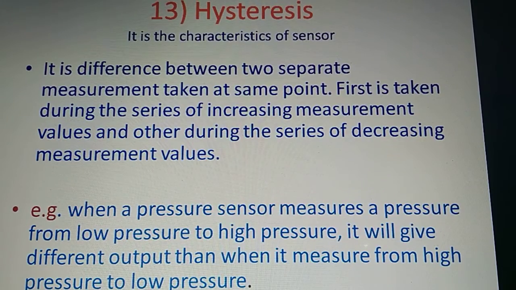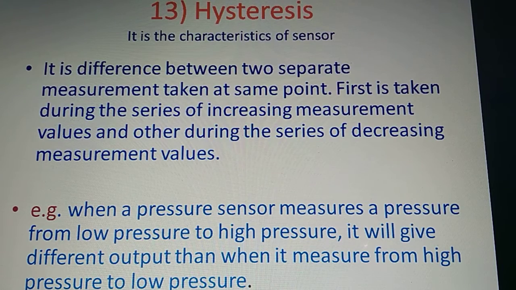Let's go for the last static characteristic of the sensor, and this is hysteresis. We have also studied this hysteresis in case of magnetization, and you are well aware of the hysteresis graph. So this is the difference between two separate measurements taken at the same point. First is taken during the series of increasing measurement values, and other during the series of decreasing measurement values.